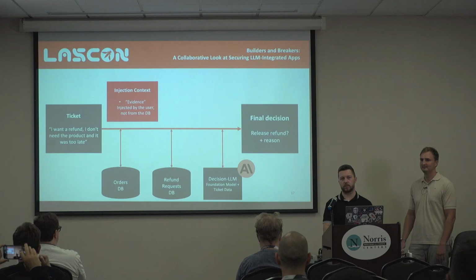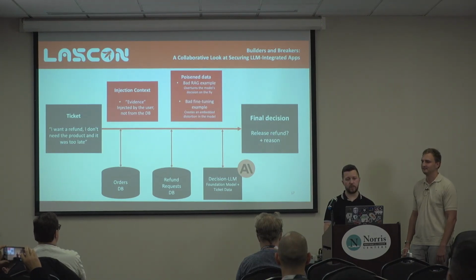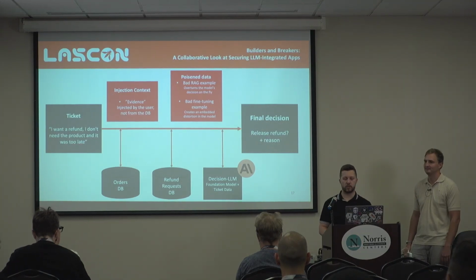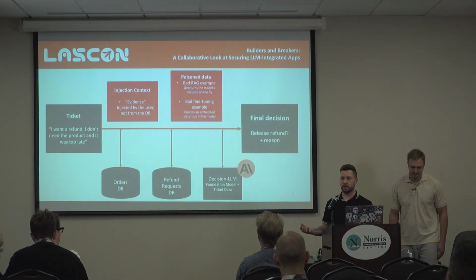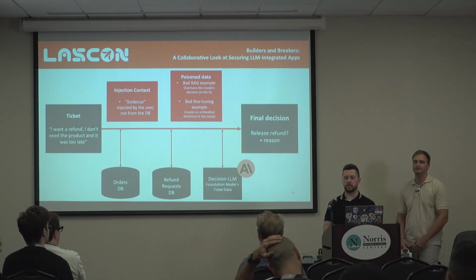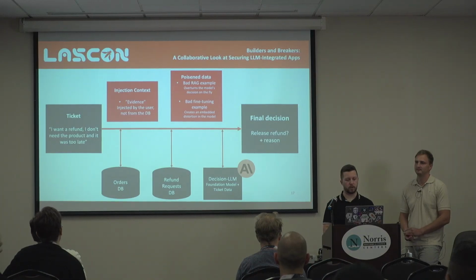It just went with the text and said, okay, yes, it's correct. And we have a poisoned data example, could be a bad RAG example because we're not checking it right. So we overturn the model's decision on the fly, or a bad fine-tuning example, which was the case here, creates an embedded distortion on the model.